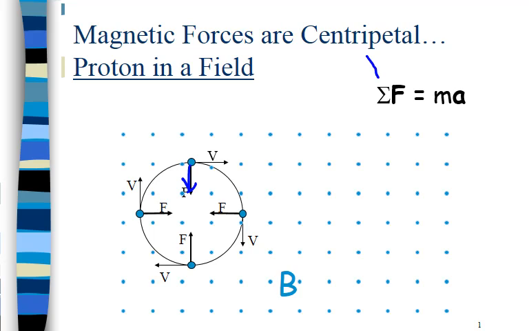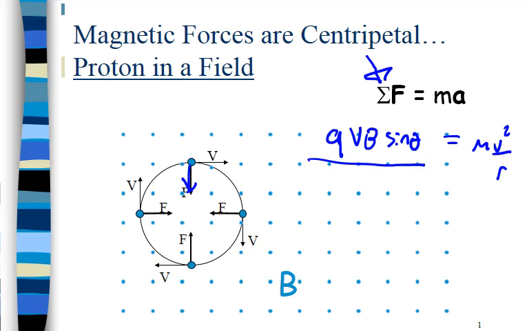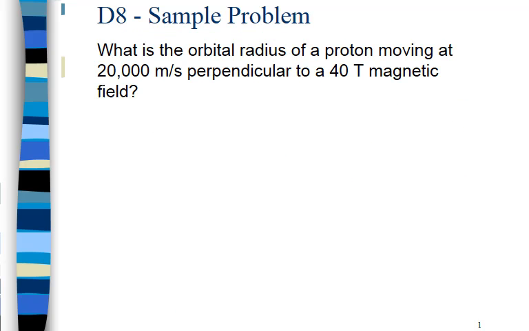And what is actually providing that force, right? Well, that's qvB sine theta. That's the magnetic field force providing the centripetal force, right? And then that equals mv squared over r. And we've got that, right? That's the centripetal force, and we can find that.